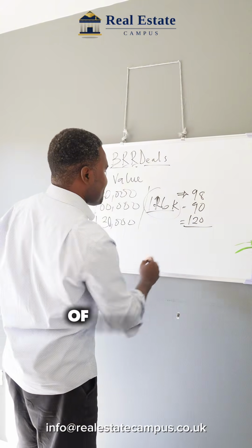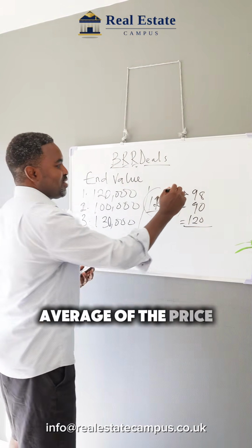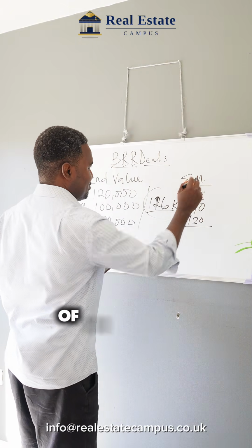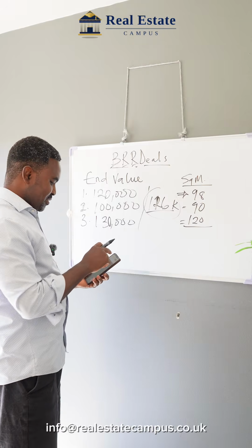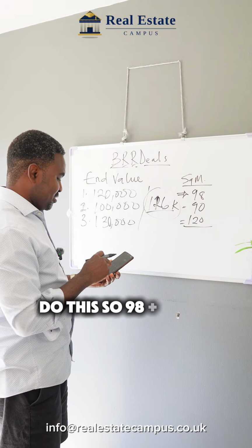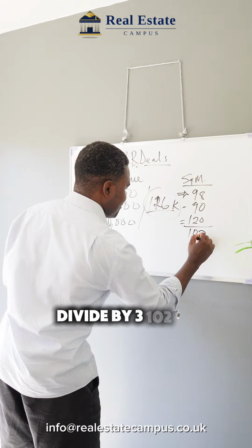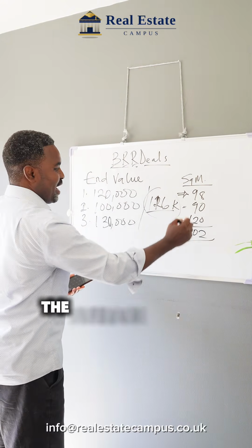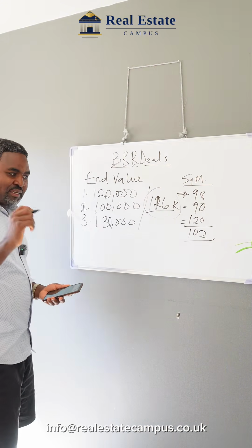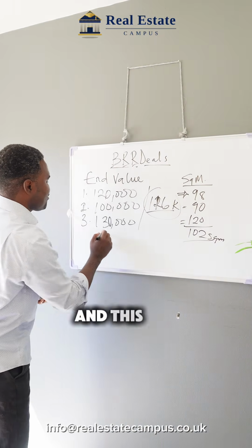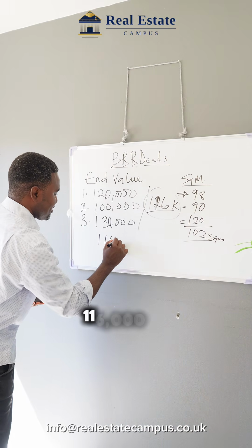So we also need to get the average of these three. So we get the average of the price, we'll get the average of the square meter of the property. So let's quickly do this. So 98 plus 90 plus 120, divide by 3. 102. So it means that the average square meter of these houses is 102 square meter. And this one, the average is 116,000.